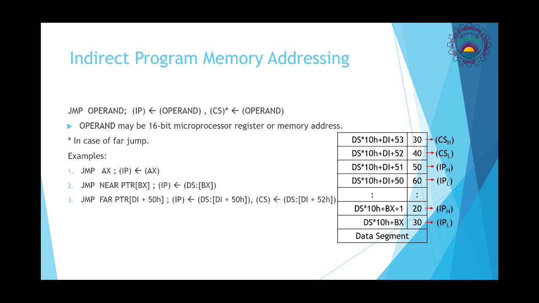Third instruction is jump far pointer within square bracket DI plus 50H. So here the jump is of far type, as we have mentioned far pointer with memory address. So IP will be loaded from offset address DI plus 50 within data segment, and the new value for code segment will be loaded from DI plus 52 offset address within data segment. So these are the jumps for indirect program memory addressing.